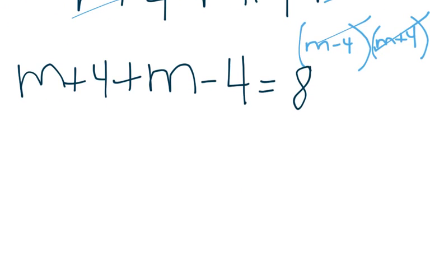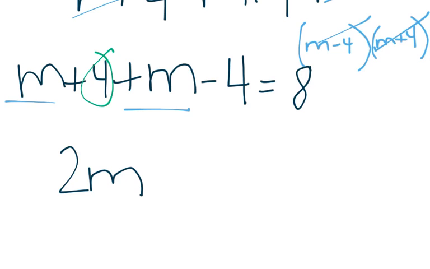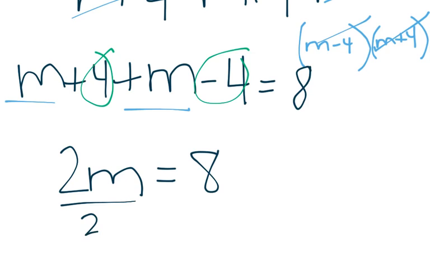Okay, so now we can simplify. We can combine this m and this m, so m plus m is 2m. And we can combine this 4 and this negative 4. So 4 plus negative 4 is just 0, so we just have 2m equals 8. And to get m by itself, we're going to divide both sides by 2, and that means m equals 4.